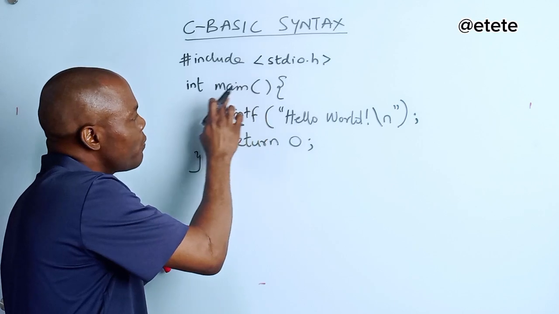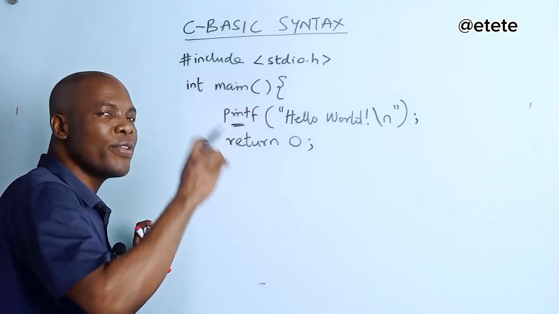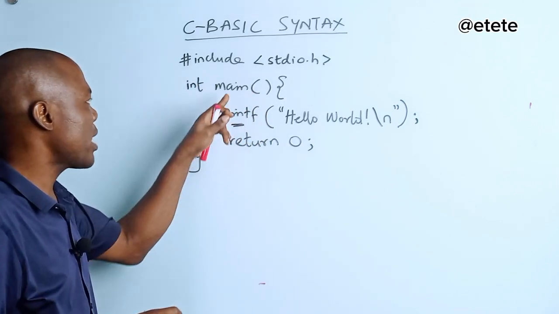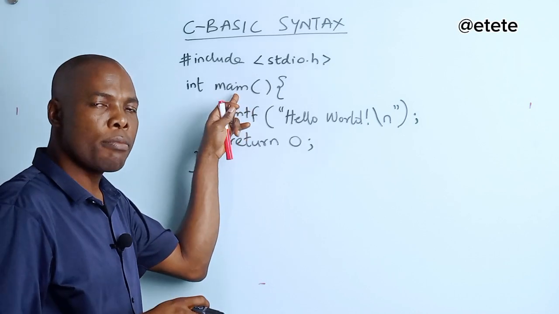But there is a main function, which means every C program must always have this main function. Why? Because this is the door.